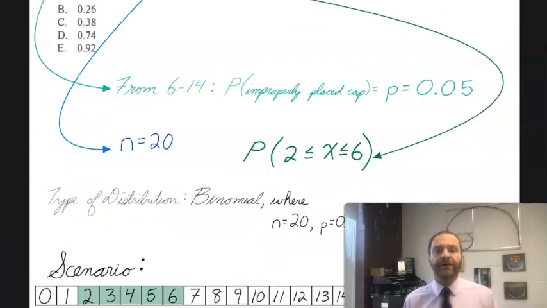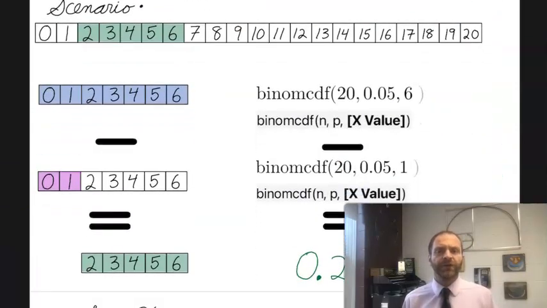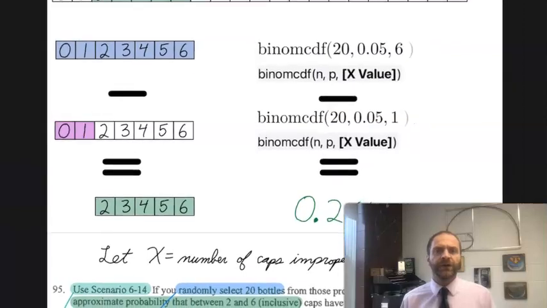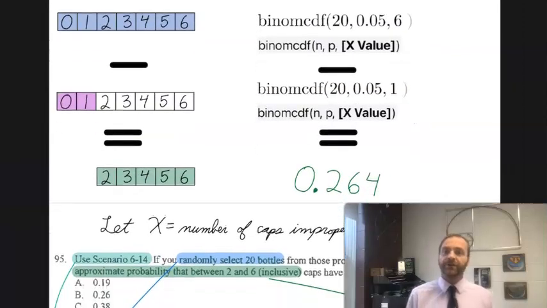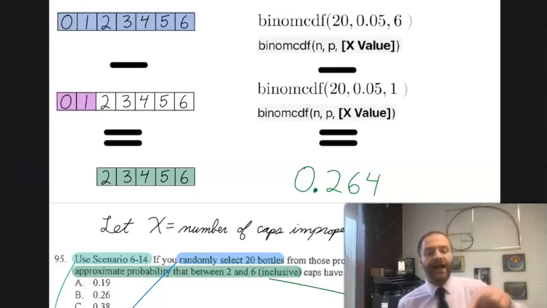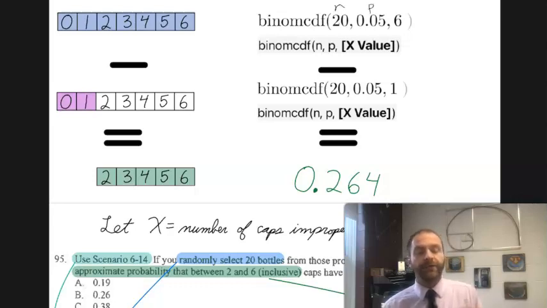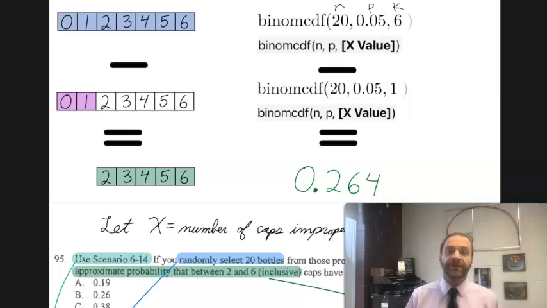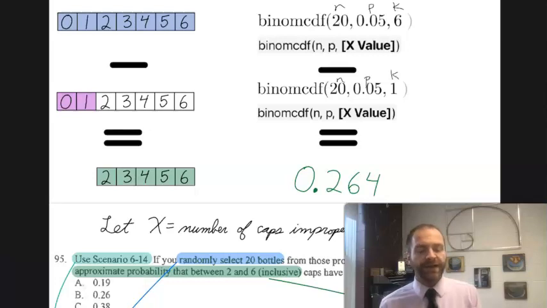So if I use the calculator, here's what you're going to do. You're going to do binomial CDF, and you're going to take 20, your n, comma, your p, 0.05, and then how many you want, less than or equal to that number. That would be 6. So if I label that I have an n of 20, a p of 0.05, and a k value of 6, and I write down binomial CDF, if I label those, that counts. It's the same thing for the other one. I'm going to subtract binomial CDF, 20, 0.05, 1. Again, if I label this is my n, this is my p, this is my k, that counts.